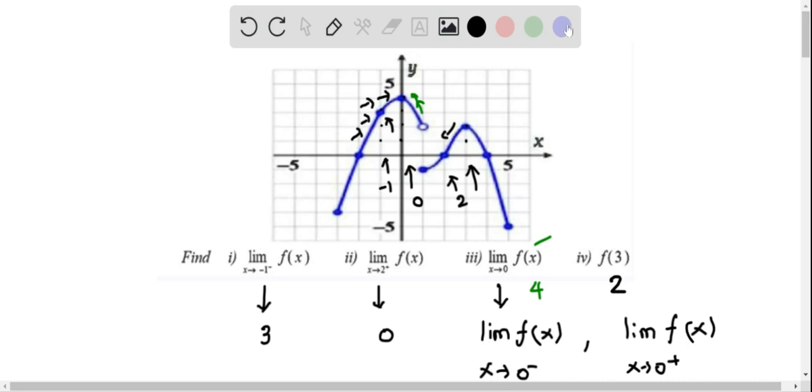Therefore, the value of the first limit is 3. The second limit is 0. The third limit is 4. And the fourth function value is 2.